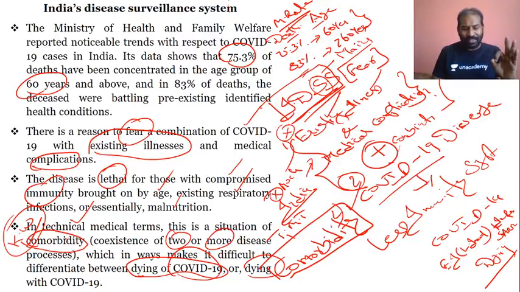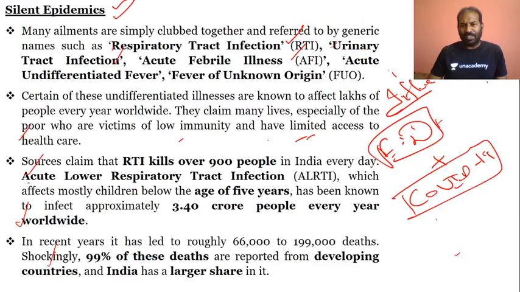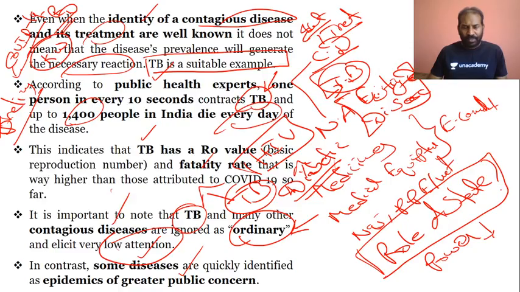I think everyone is getting it. Impressive and original answer, wherein because of the comorbidity, it becomes difficult to differentiate between dying of COVID-19 or dying with COVID-19. Very, very important. I think this has been a very effective, informative, knowledgeable session, both factual and analytical, for prelims and for mains, for each and everyone.